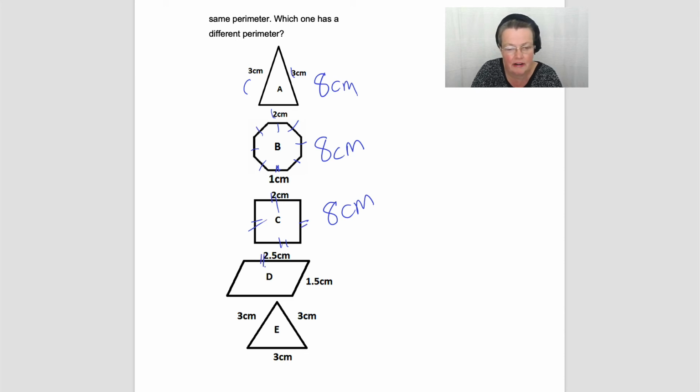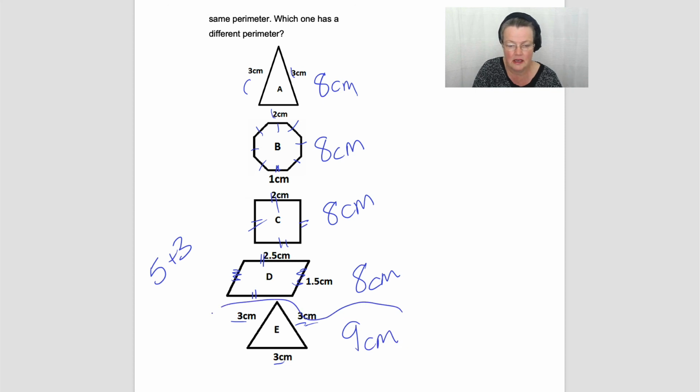Let's have a look at this. 2.5. And this is a parallelogram. So that's 2.5, this is 2.5. So 2.5 and 2.5 is 5. If this is 1.5, this is 1.5. 1.5 and 1.5 is 3. Good. So 5 plus 3 is 8 centimetres. And of course, I would put in a different unit on one, wouldn't you? Just to see. And then this one, 3, 3, 3 is 9 centimetres. So that is the odd one out.